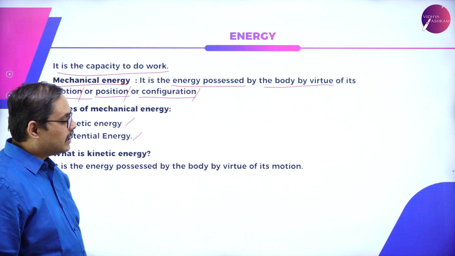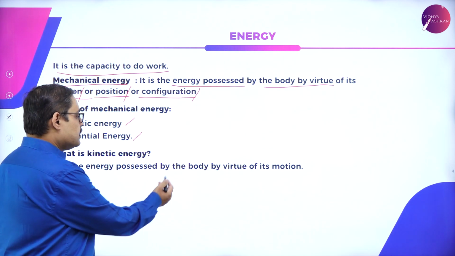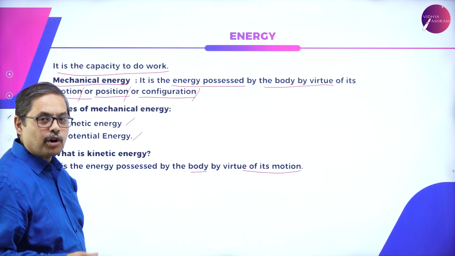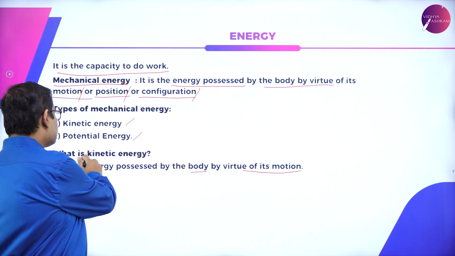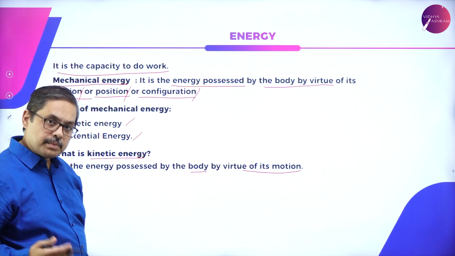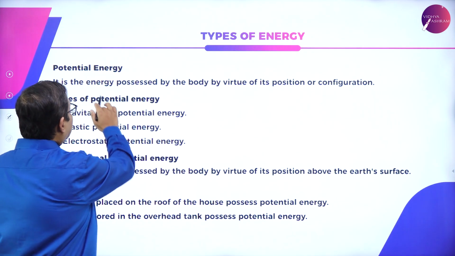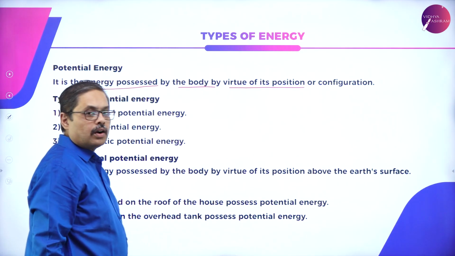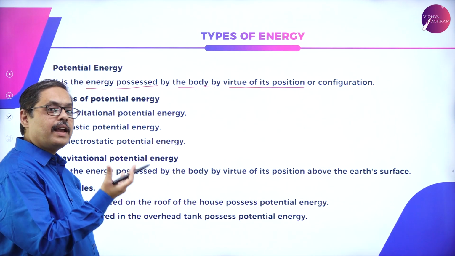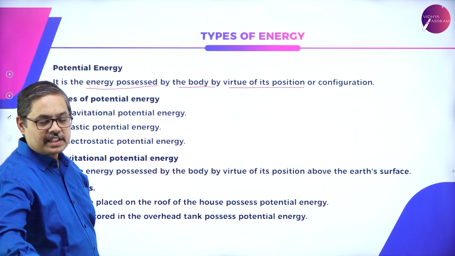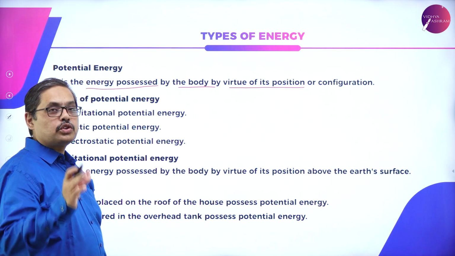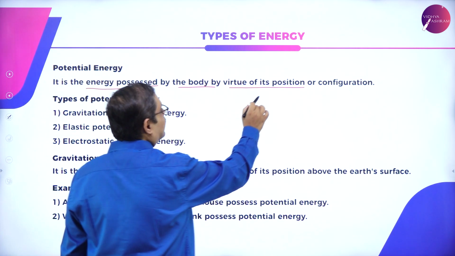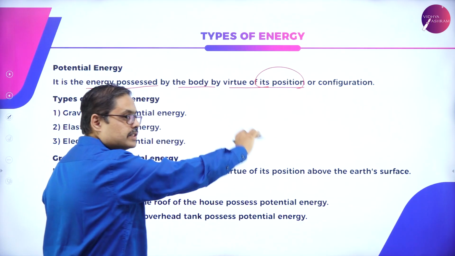What is kinetic energy? Kinetic energy is the energy possessed by the body by virtue of its motion. Because there is some motion in the body, there is some energy in the body. That energy is called kinetic energy. Similarly, what is potential energy? It is the energy possessed by the body by virtue of its position. Based on the position of the object, it may have some energy stored in it. A stone lying on the floor does not have any energy. A stone lying on the first floor, if it drops on your head, can cause some damage. Because of the position in which that object is, it carries some amount of energy.